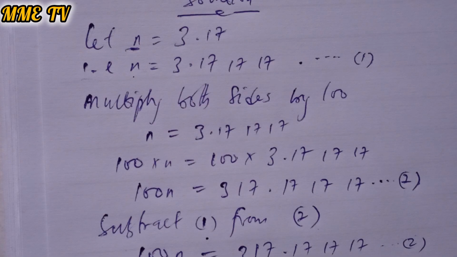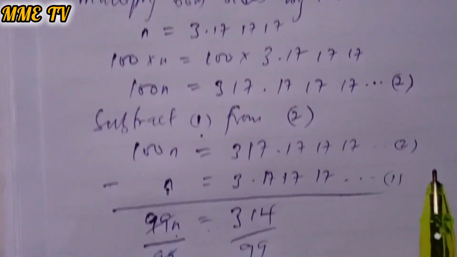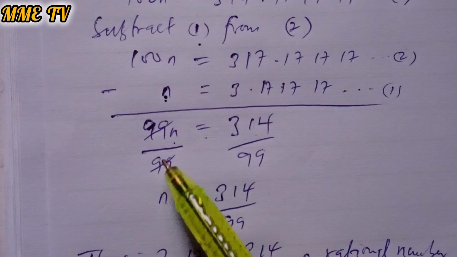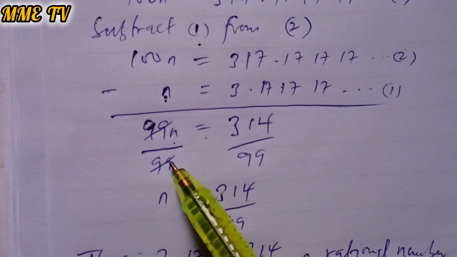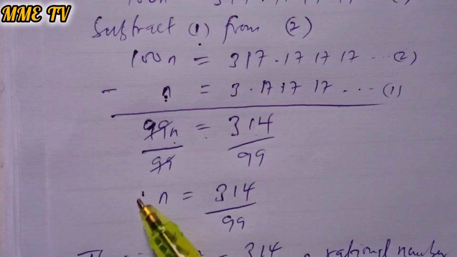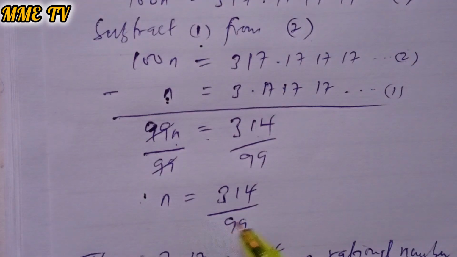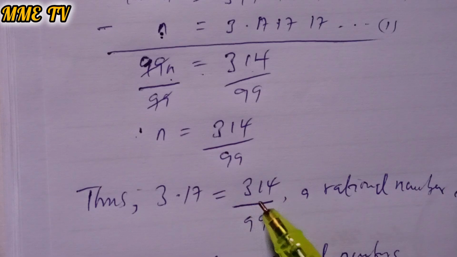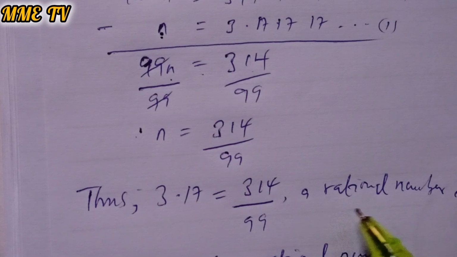You understand this now? 314. Then I will divide both sides with the coefficient of n, which is everything that you see around n that is not n, which is 99. So if I divide 99 by 99, I'm left with n. It would have been 1n, but 1 times n will still give us n, right? Which is equal to 314 over 99. Thus, 3.17, if I decide to make this a rational number, it will become 314 over 99. That is what it means. Now I have successfully made it a rational number.